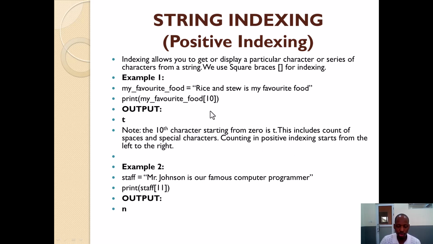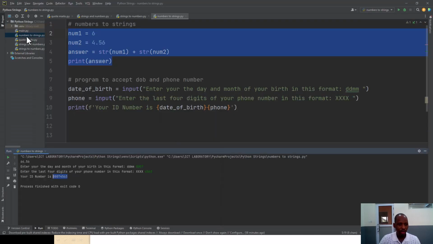So let's look at this. We start from 0, 1, 2, 3, 4, 5, 6, 7, 8, 9, 10, which is T, and therefore our output will be T. Okay, so let's look at this one in our code editor.